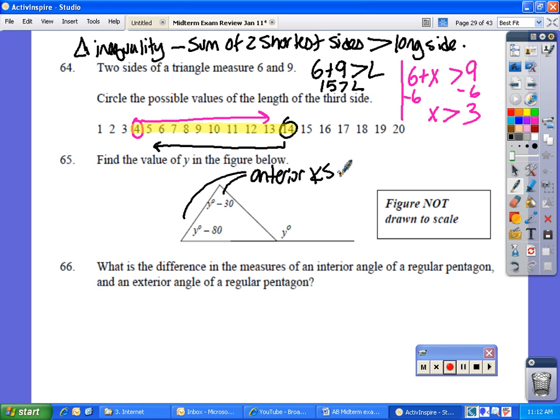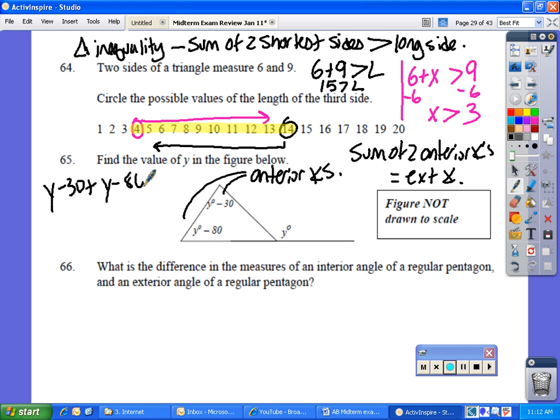So basically, we learned that the sum of the two remote interior angles is equal to the exterior angle. So, y minus 30 plus y minus 80 equals the exterior one, which is y.